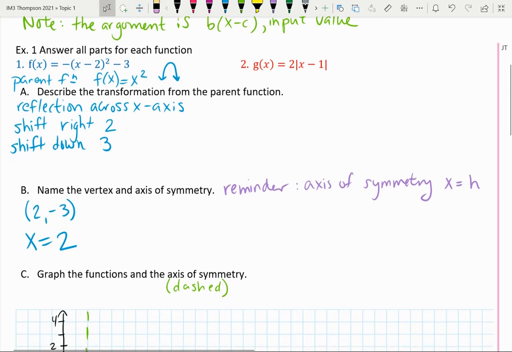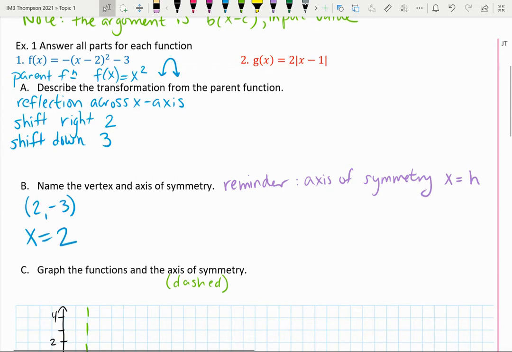So there's the function g of x is equal to 2 times the absolute value of x minus 1. Remember that an absolute value function looks like a v. So just see what you can answer for that function: the transformation, vertex, axis of symmetry, graphing, domain, and range. Just as much as you can. And it's okay if you can't get it all. Any pieces of it is better than no piece.